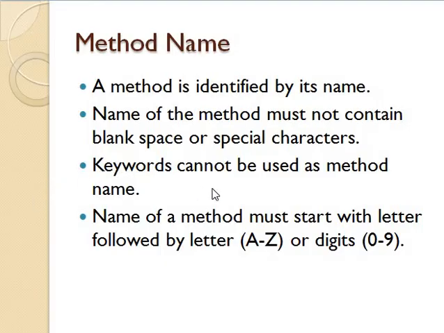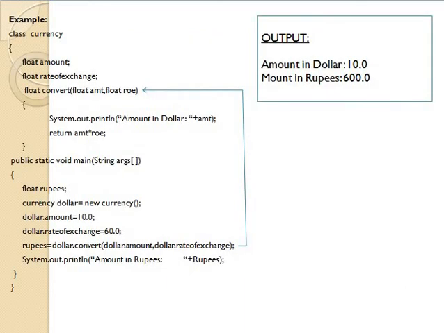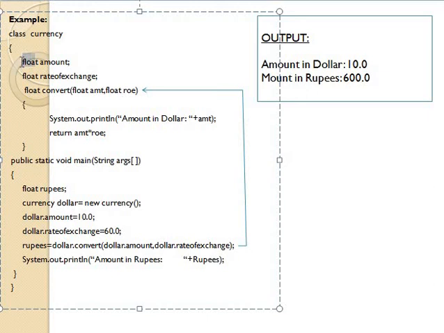Now see the third point. Keywords cannot be used as a method name. In Java, there are many keywords. Some of the keywords in Java are the data types, such as float, int, etc. The return type, such as void. This is also another keyword.